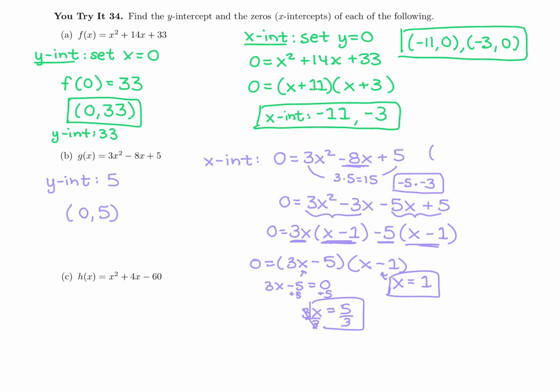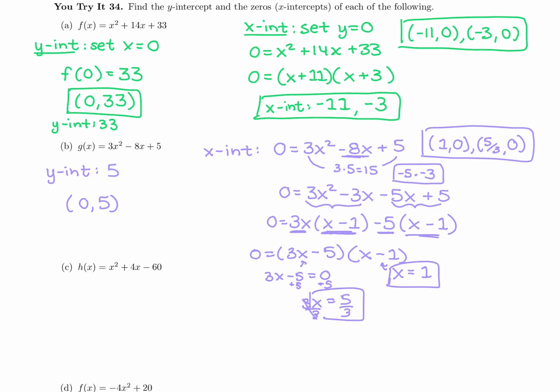As points, x is 1 would give us 0, so would x is 5/3. That would also give us 0. So those are my two x-intercepts. I had to do some factoring by grouping to get there, but if I'm ever unsure, I'm going to plug back into the original function in my calculator, and make sure that when I plug in 5/3 and 1, I really do get 0 out for my y value.